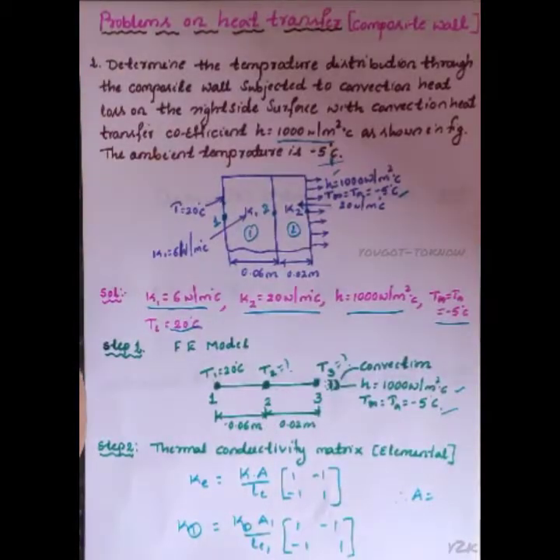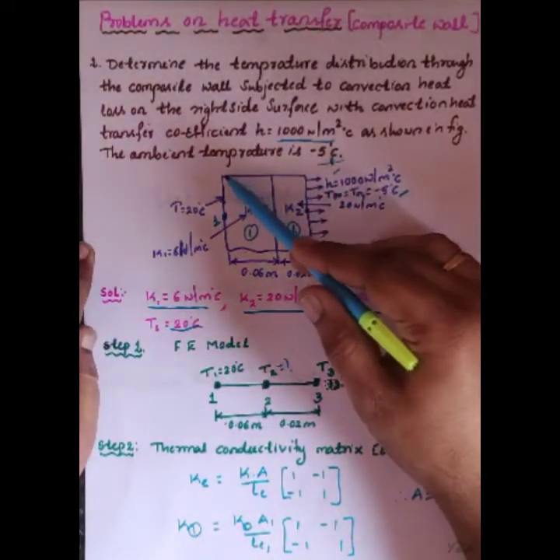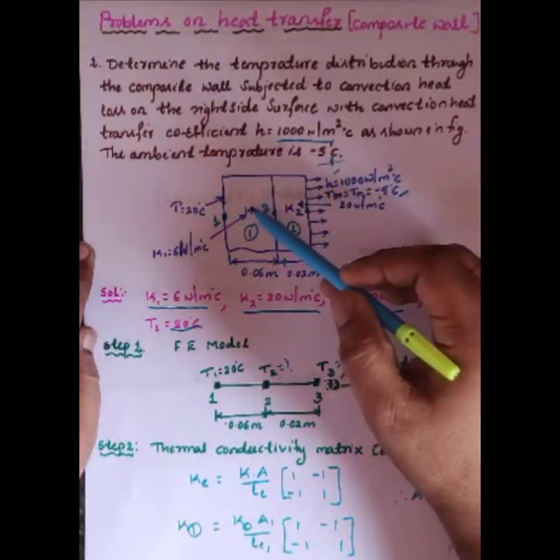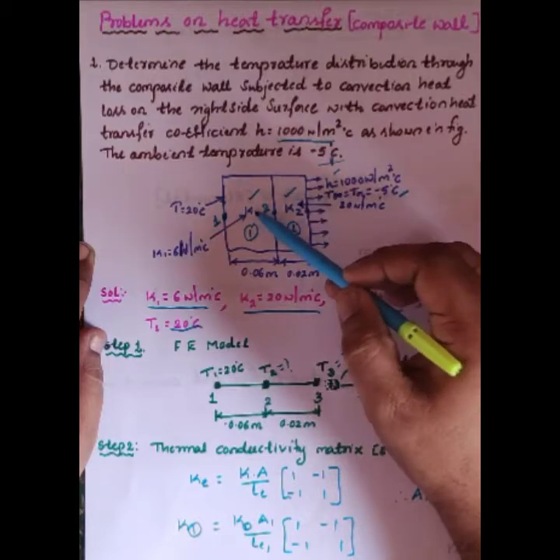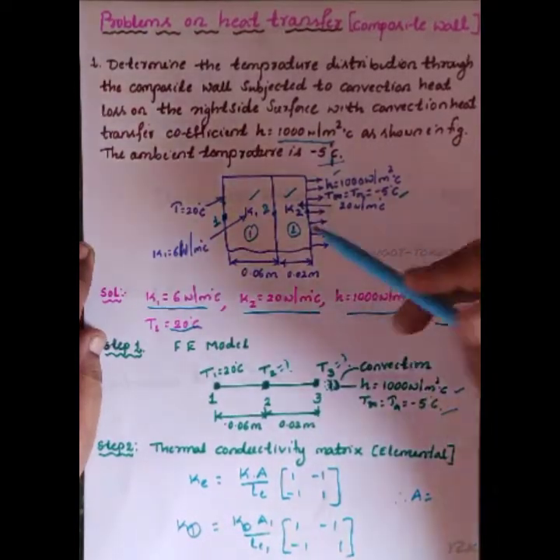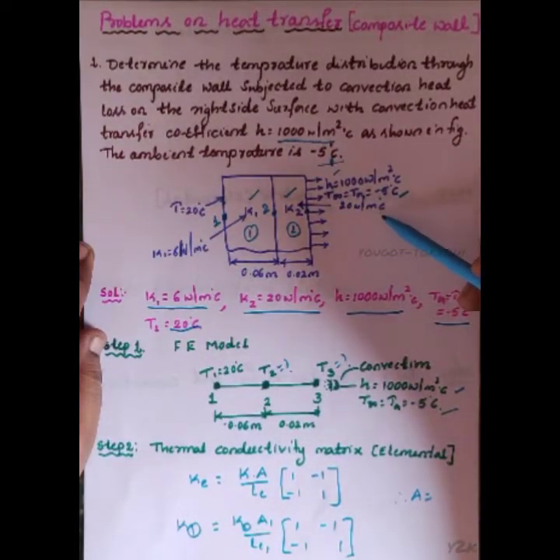with convection heat transfer coefficient h equals 1000 W/m²°C, as shown in the figure. The ambient temperature is -5 degrees Celsius. Now this is the wall given in the figure. We have two materials, K1 and K2. K1 is 6 W/m°C. K2 is 20 W/m°C.